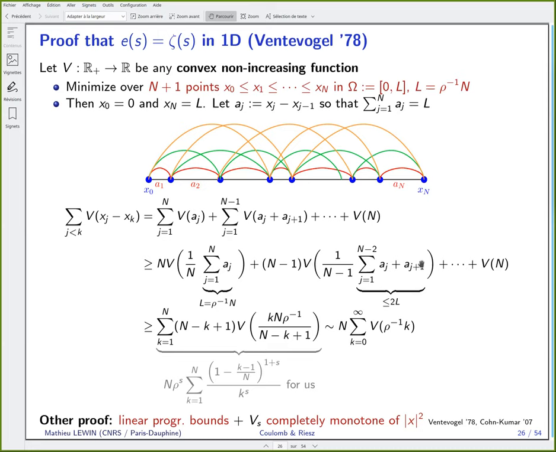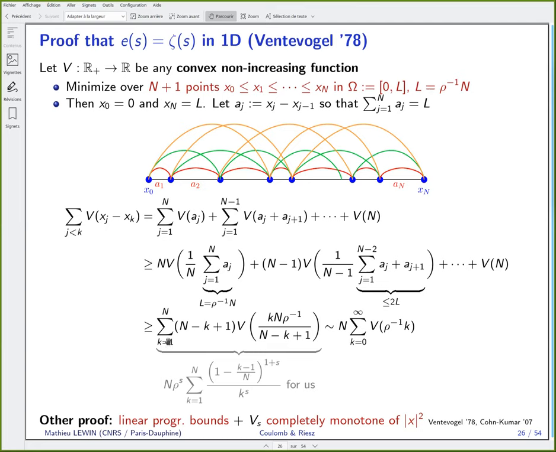But this sum here, right? I'm summing twice the distances, but somehow I'm missing some guys close to the boundary. So I'm not quite getting 2L. I'm getting something less than 2L, but I assume that V is non-increasing. And so for sure, for a lower bound, I can replace this sum by 2L.